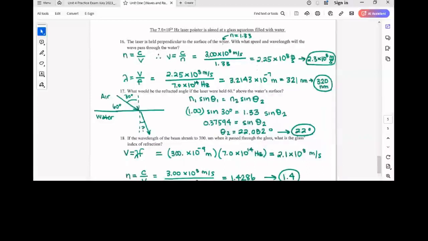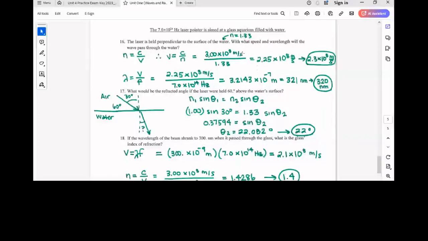So we need to know the index of refraction of water, which is 1.33, and how that relates to the speed at which the wave is actually moving through the water and the speed of light. The index of refraction is defined as the speed of light in a vacuum divided by the speed of light in this material that has index n. So v is just going to be the speed of light in a vacuum divided by the index.